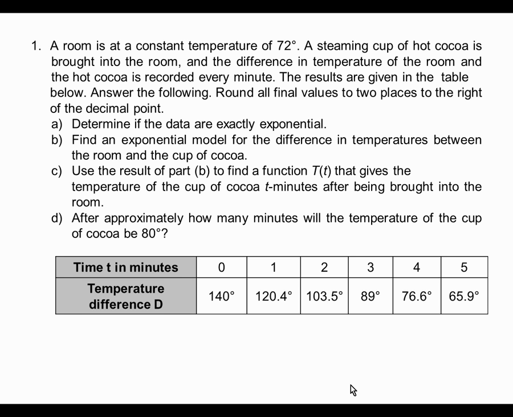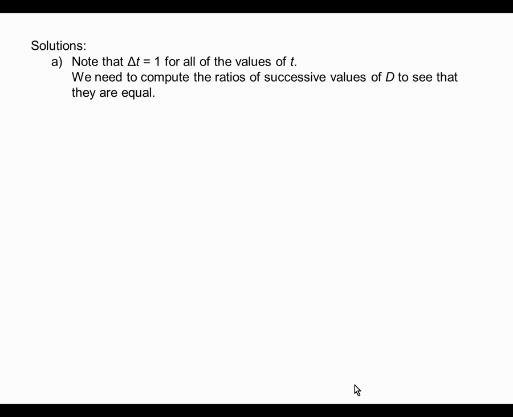Our solutions. Okay, in part A, we first note that delta T is equal to 1 for all the values of T. Remember, we said we recorded the temperature at the end of each minute. So again, if you go back to the data, we can see that. It says we need to compute the ratios of successive values of D to see that they are equal.